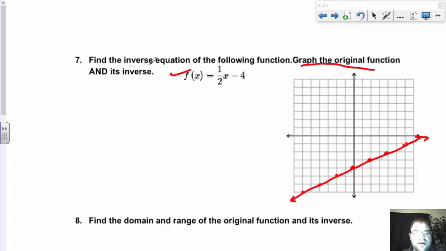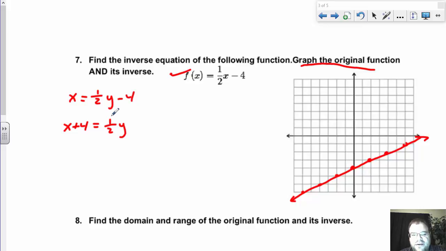Graph the original function, no problem. And the inverse. So let's find the inverse. Let's take this x and y value and flip them. Flip and find. So we'll say x is now equal to 1/2 y minus 4. And then I'll add 4 to both sides of this equation. So I'll say x plus 4 is equal to 1/2 y.